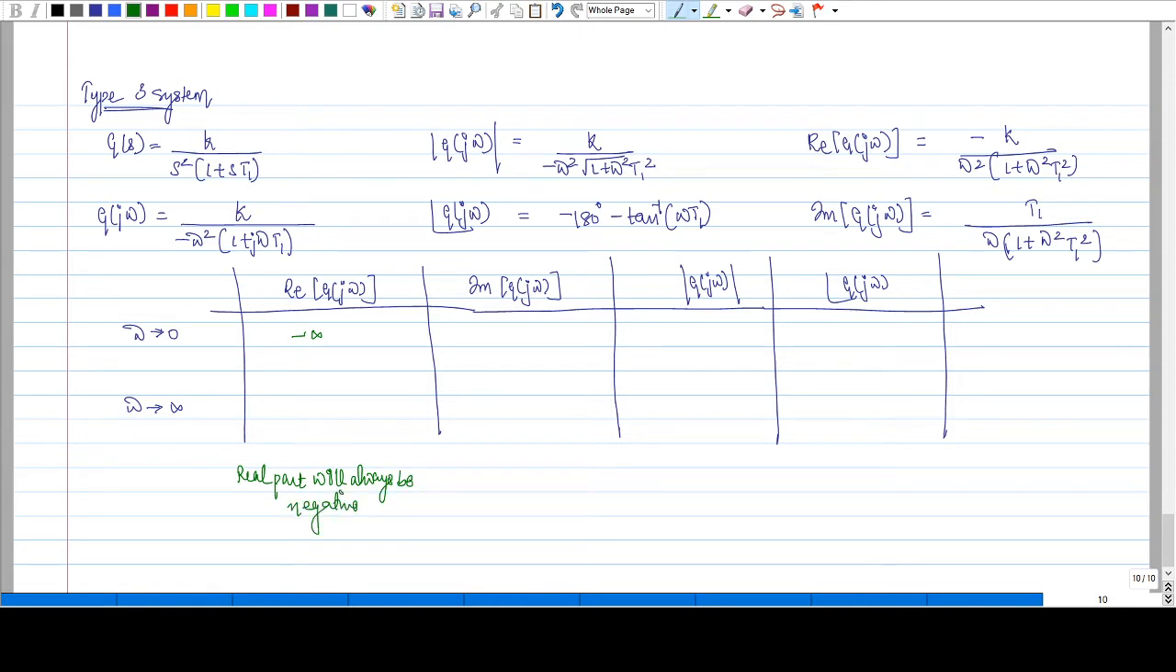Coming to the imaginary part, again this is infinity, and the angle is minus 180 degrees minus tan inverse 0, which is minus 180 degrees. As ω tends to infinity, the real part becomes 0 and the imaginary part is also 0. The angle is minus 180 degrees minus tan inverse infinity, which is minus 180 degrees minus 90 degrees, which is minus 270 degrees.